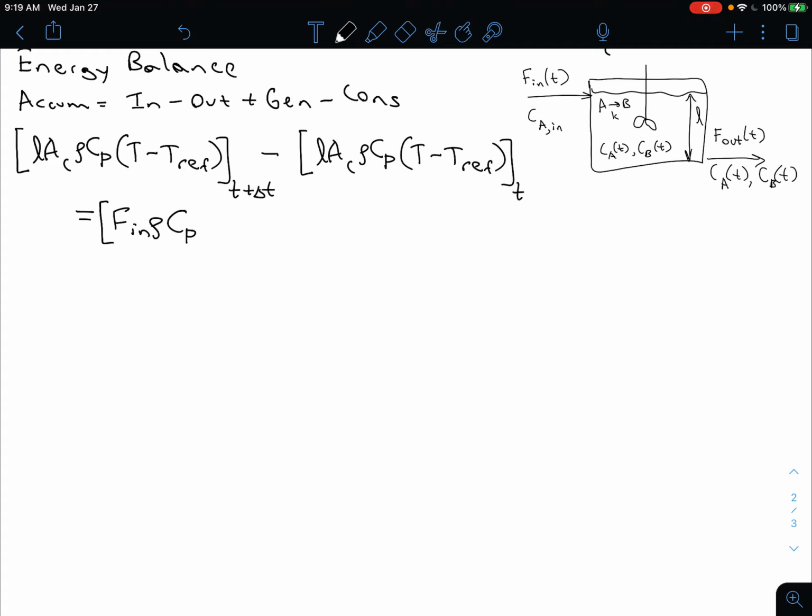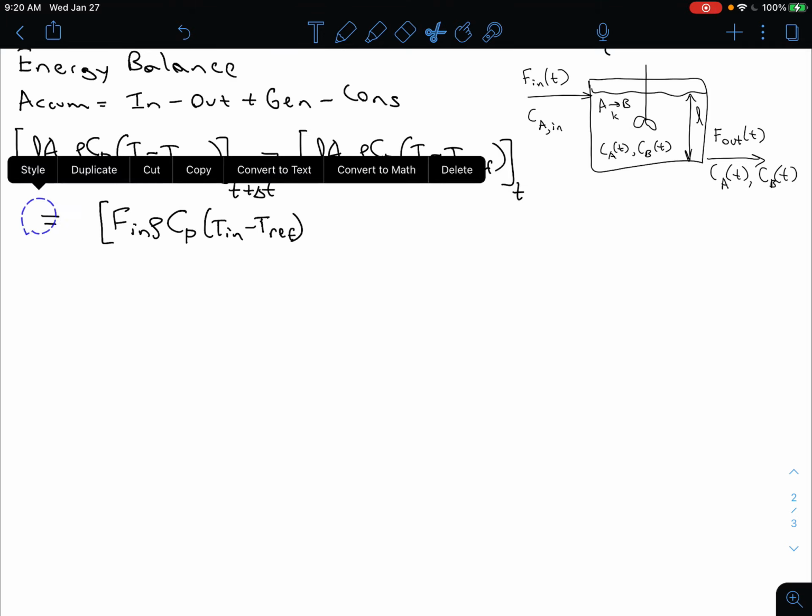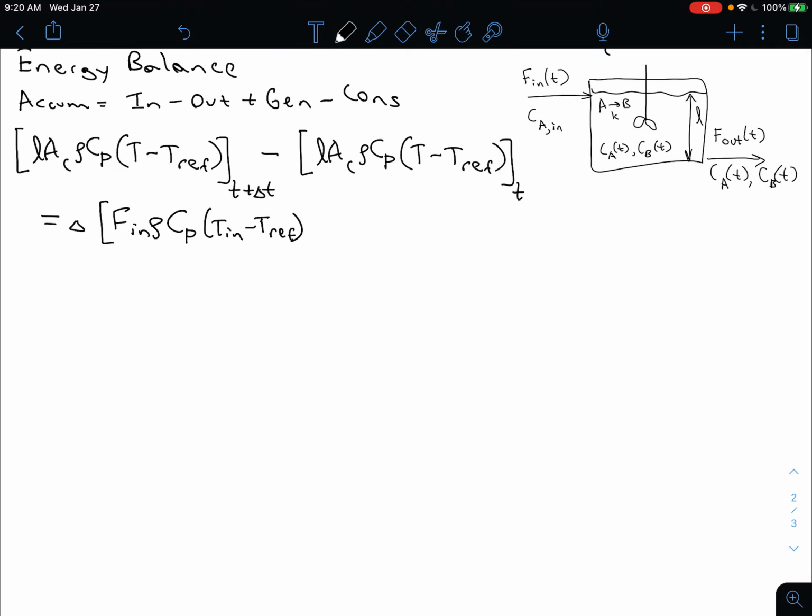The fluid flow rate in times rho Cp times T in minus T ref. Now I should put a delta T here, but actually I'm just going to put it in front of the bracket so I don't have to write it for each term. And so now I need a heat of reaction, delta H reaction. So this is a generation term.